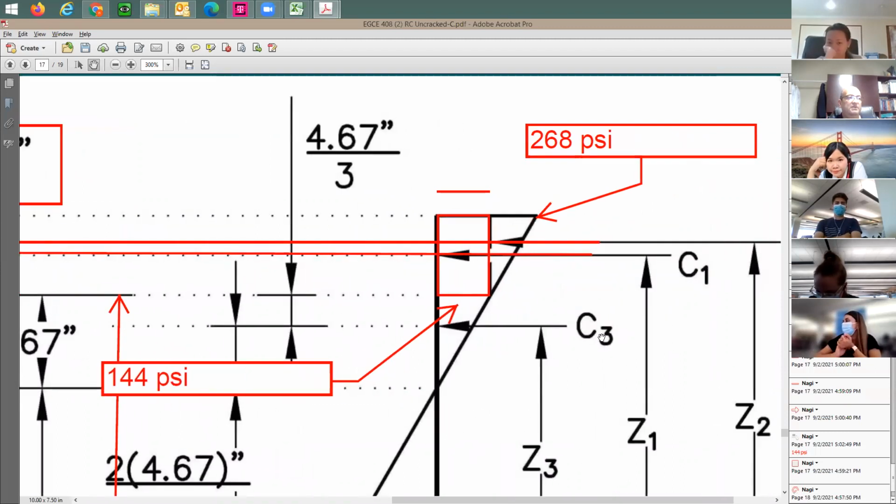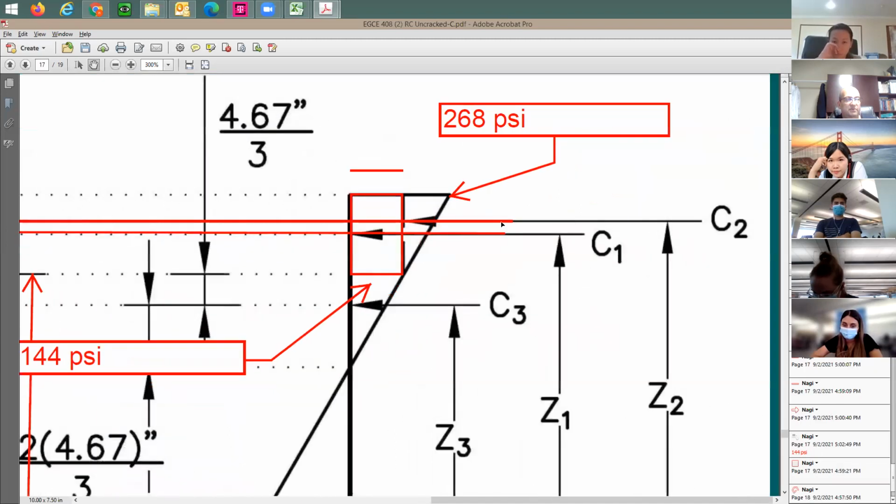So if you want to find out C1, you take 4 inch for the depth times 144 for the stress, multiplied by 20 inch, which is the width. How about C2? C2 is gonna be this little triangle. It's gonna be equal to what?